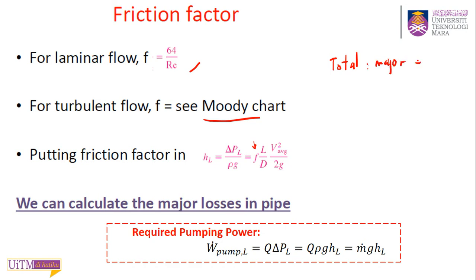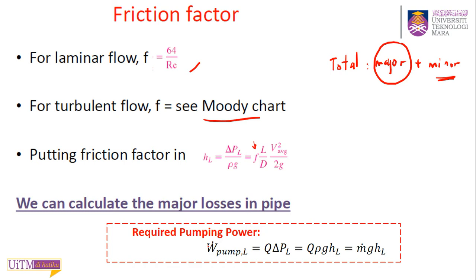Okay, major and minor, and the one that you calculate here, the head loss, is just this part for the major loss. We still have one more, the minor losses, that we will discuss in the next slide. So when you know the losses inside the piping system, you can calculate the required pumping power.